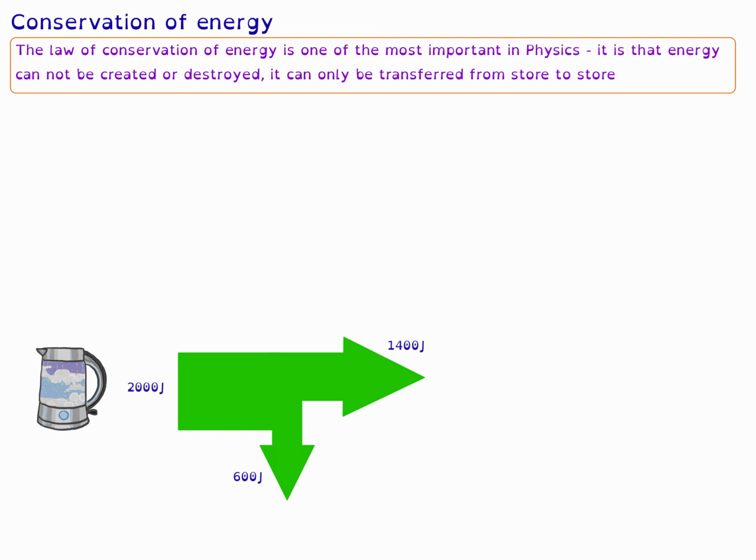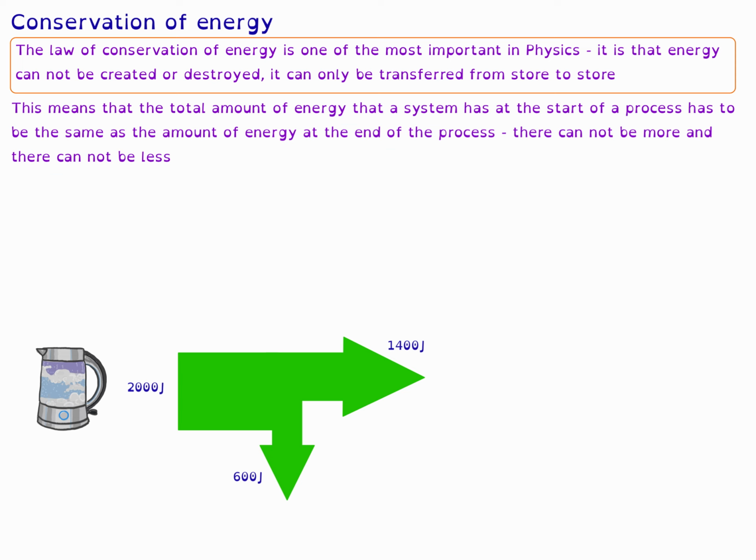The law of conservation of energy is one of the most important in physics. It is that energy cannot be created or destroyed, it can only be transferred from store to store. This means that the total amount of energy in a system at the start of a process has to be the same as the amount of energy at the end of the process. There cannot be more and there cannot be less.